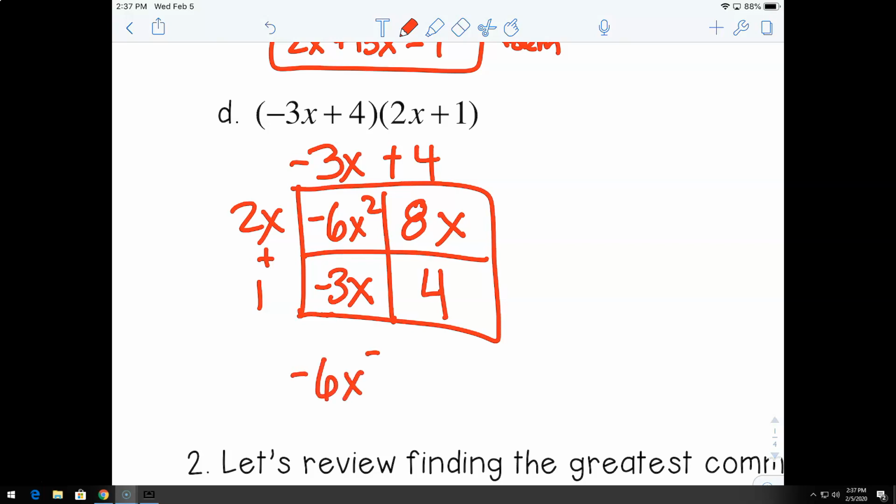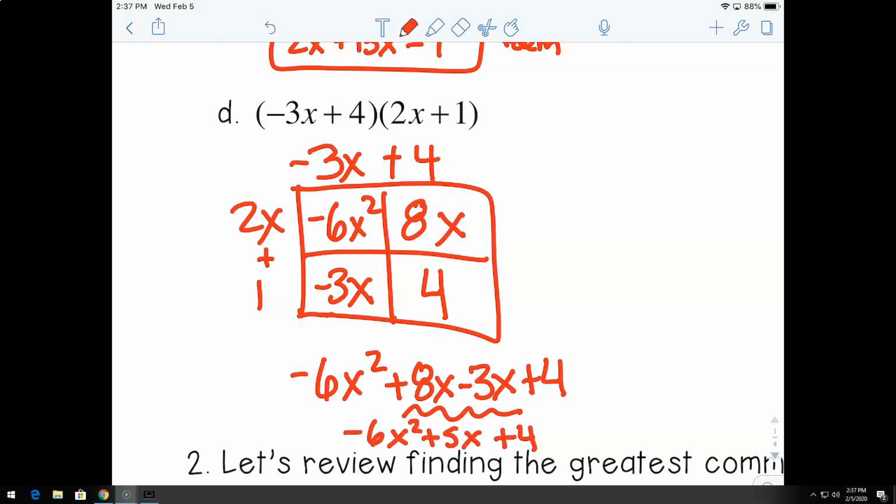Negative 6x squared plus 8x minus 3x plus 4. Right here I combine like terms. I get a 5x for negative 6x squared. You are more than welcome to combine like this to get to the 5x. It's your choice.